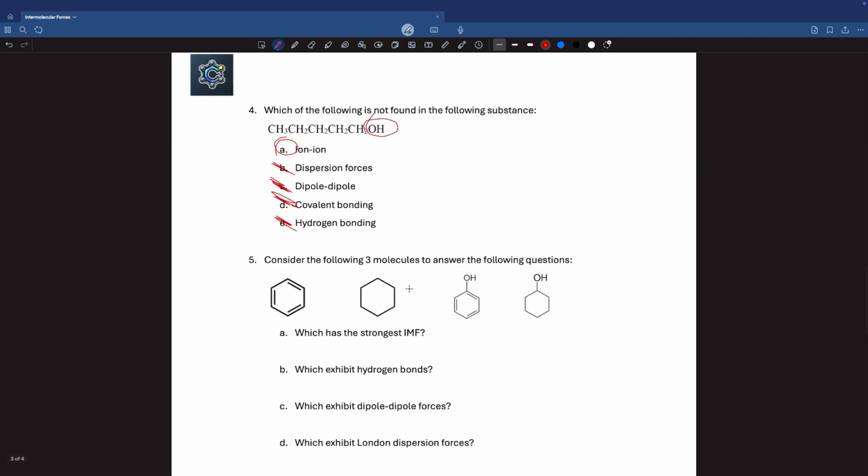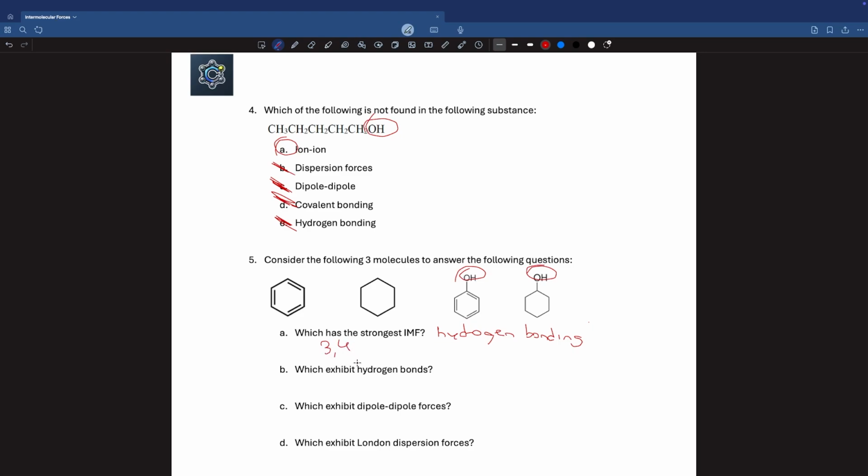Consider the following 3 molecules to answer the following questions. Which has the strongest IMF? We can consider hydrogen bonding. So let's think about hydrogen bonding should be our strongest. So which molecules have hydrogen bonding? It's our third. Let me rewrite that. Hydrogen bonding. It's our third and fourth molecule. The OHs cause hydrogen bonding, so 3 and 4.